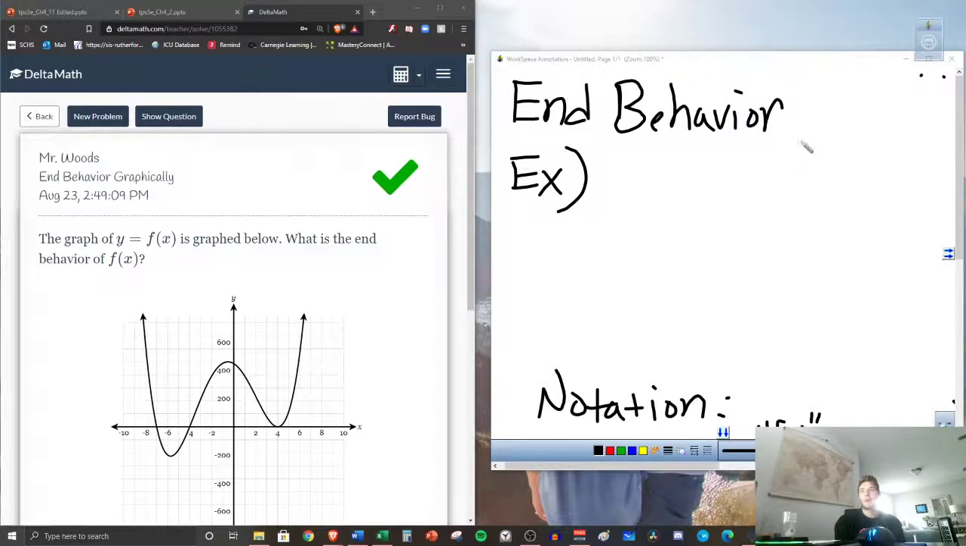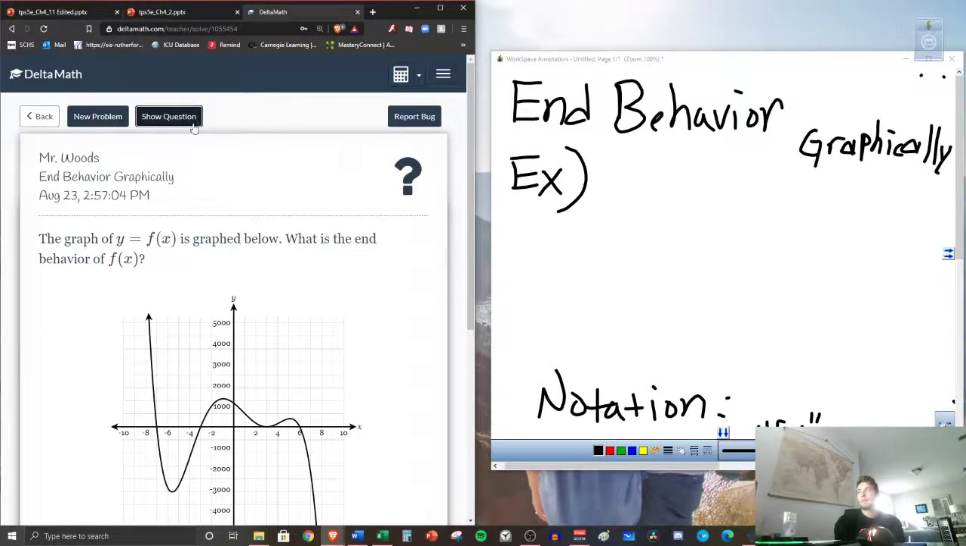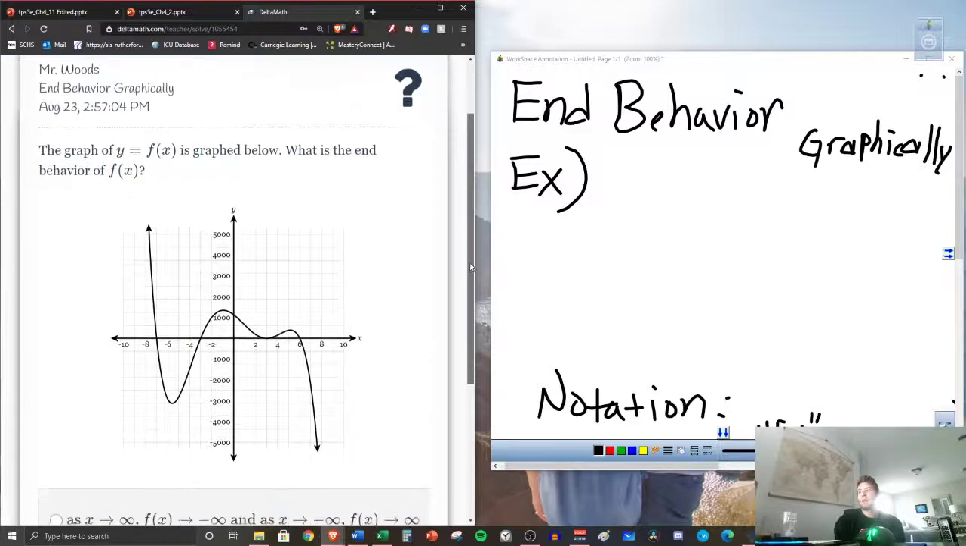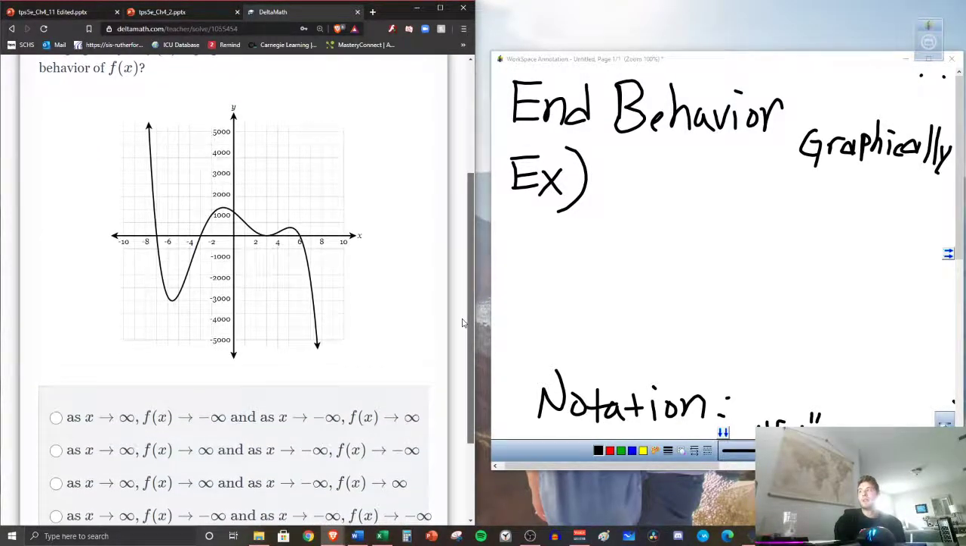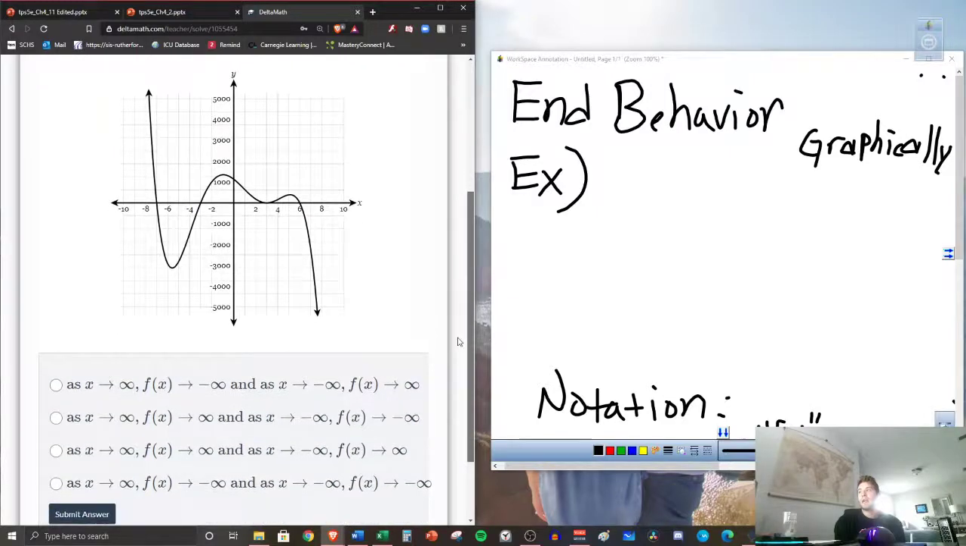So this example, put the word graphically, because that's what we're doing right now, we're looking at a graph to tell end behavior. Let's go ahead and get a new problem though. Okay, so here's the next problem. I'll do this one with you, and then we're going to start putting examples in here for you. So what is the end behavior of this?